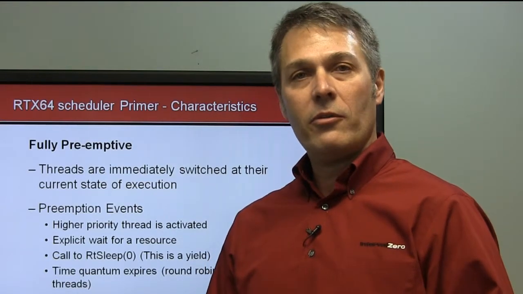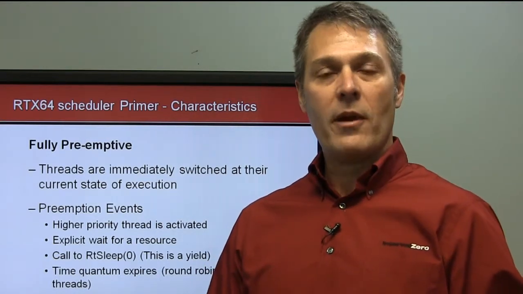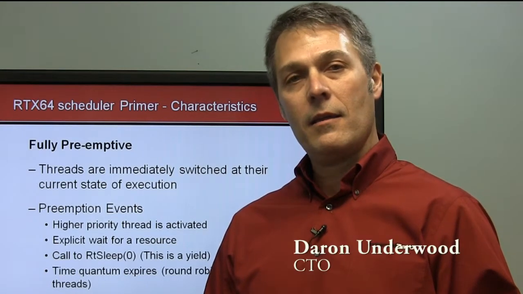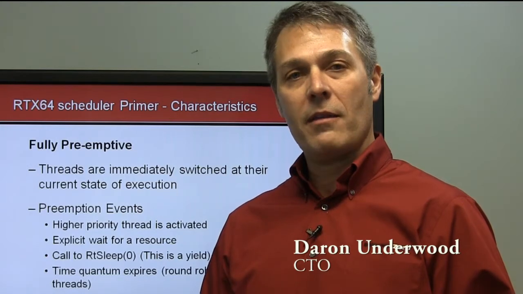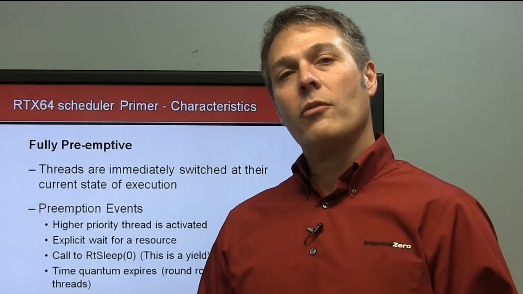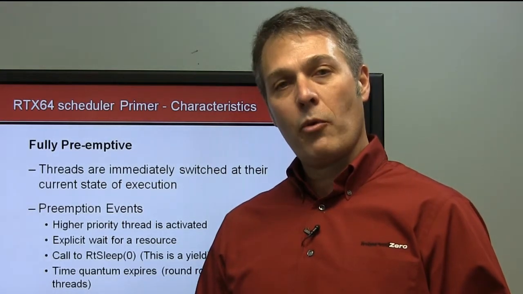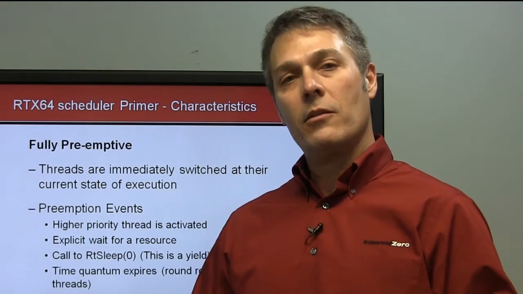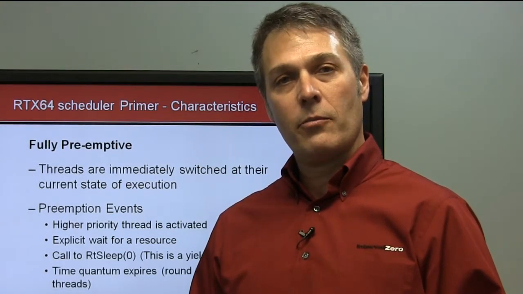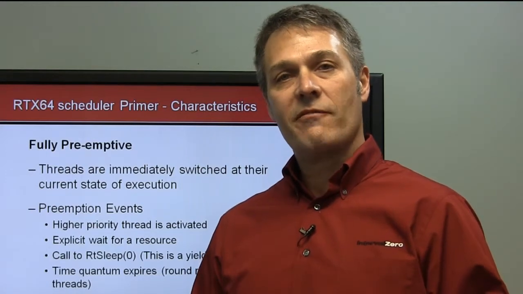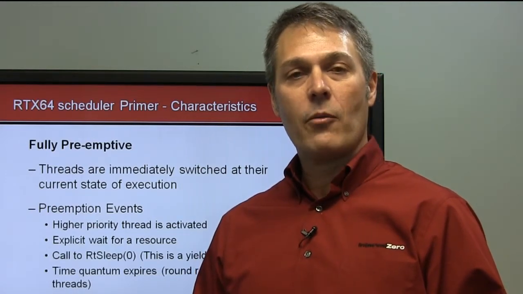Some examples of those are, for instance, a higher priority thread is activated, which is obvious. Next may be that an object is being waited on by the thread, such as a wait for single object. The thread itself can also call a sleep function with a 0 parameter, which indicates to the scheduler that the thread is yielding the rest of its time on that particular processor. And finally, the time quantum timer expires. This is effectively the round-robin mechanism that we've talked about.